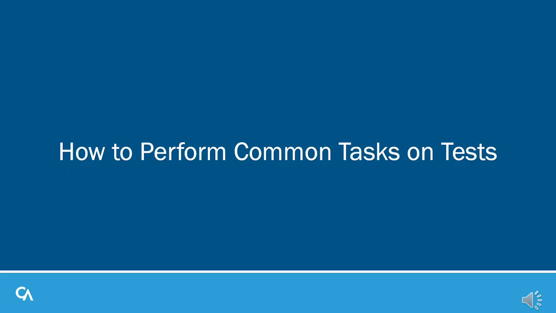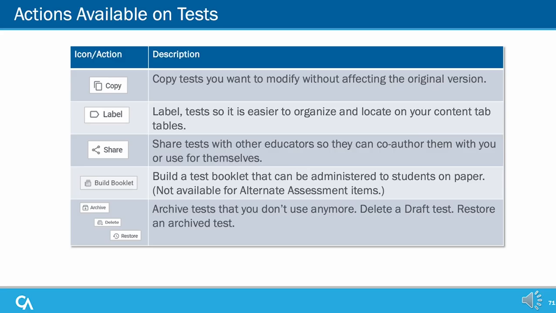This section covers the common tasks or actions you can perform on tests. Here is a list of the actions you can take on tests. The actions you can perform may depend on the test status and library. The buttons shown here display in the toolbar above the results table or in the dotted menu. This section covers these actions in the order that they appear in this table.